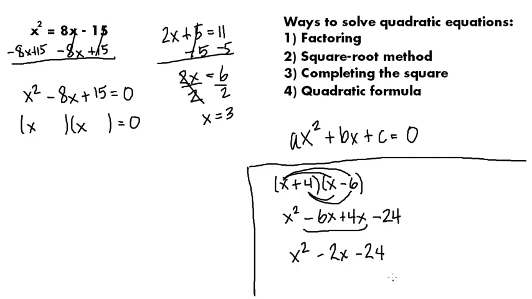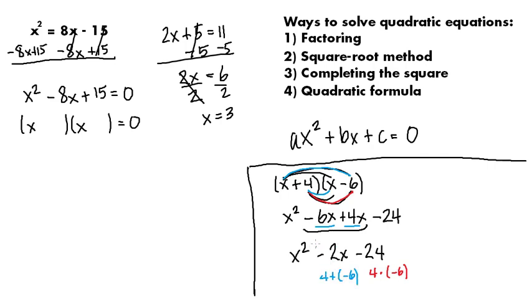Now, this is where I want to step back and look at where these two numbers, negative 2 and negative 24, come from. All right, so how did we get negative 24? We got that from taking this final step here, 4 times negative 6. So negative 24 came from taking 4 times negative 6. So where did negative 2 come from? Negative 2 came from the inner and the outer step right here, right? We got negative 6x and plus 4x. And so this was a result of taking 4 plus negative 6.